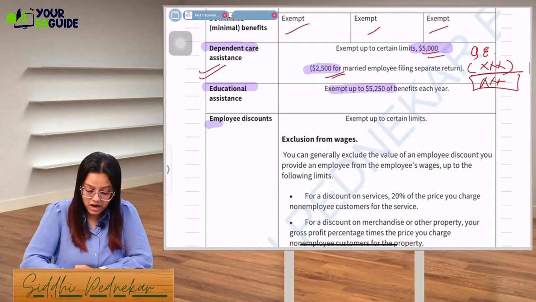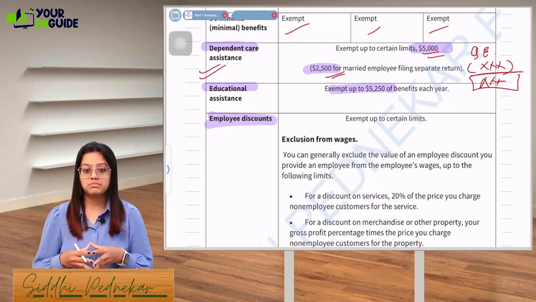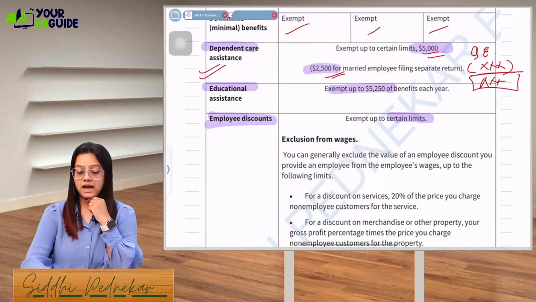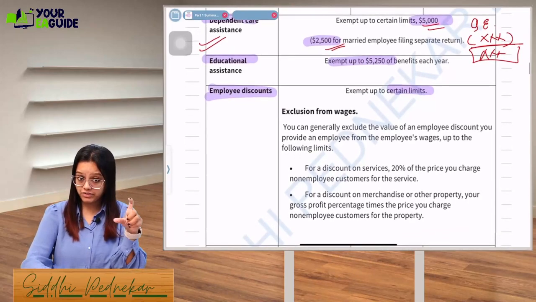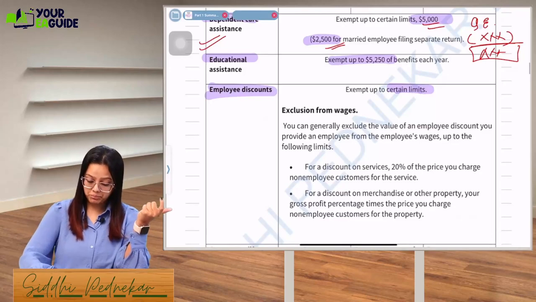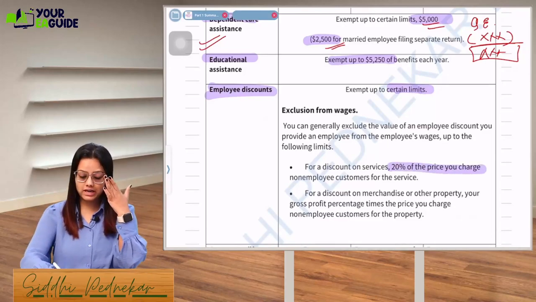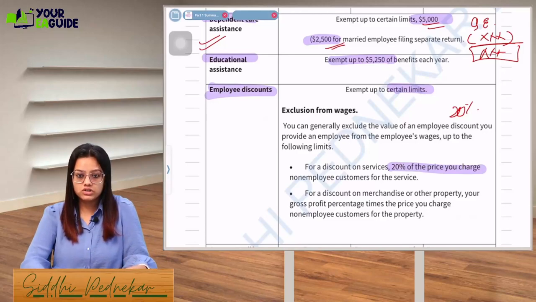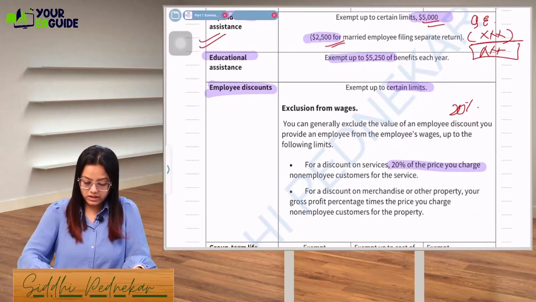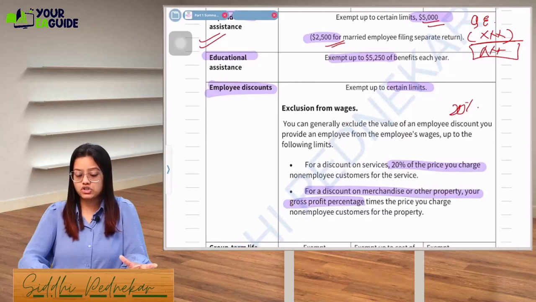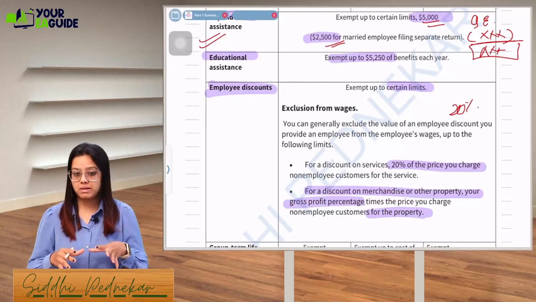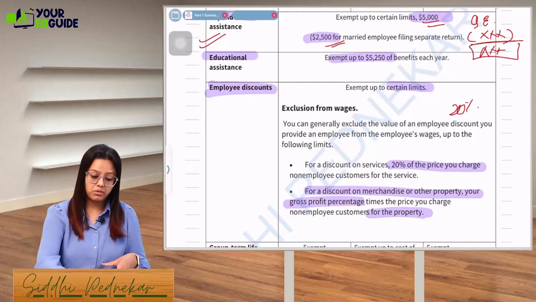Okay, employee discounts, if you are going to receive any employee discount, it will be exempt up to certain level. What is the limit? It is mentioned by the IRS that it will be excluded from your wages if the discount provided to you on the service is up to 20% of the price which is charged to the normal customer. So can I say up to 20% of the discount is allowed? Second thing, the employer doesn't have to incur any additional cost for giving that discount. Third, for a discount on merchandise or other property, your gross profit percentage times the price you charge to non-employee customers for the property should be similar. Means maximum, just remember like this, maximum 20% discount the employer can provide to the employee.